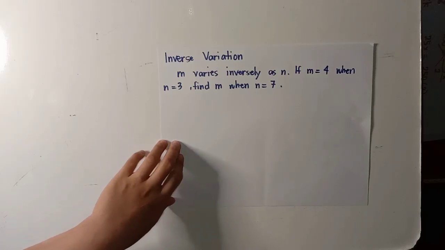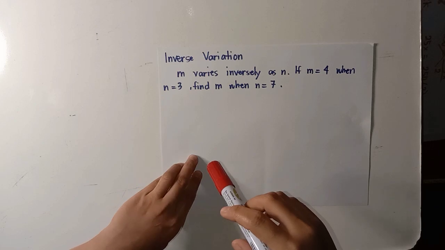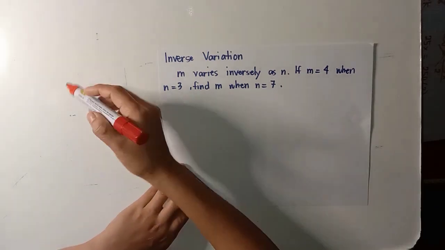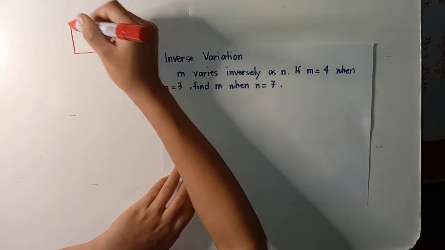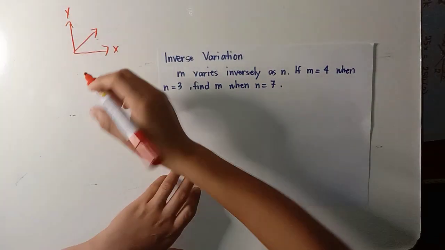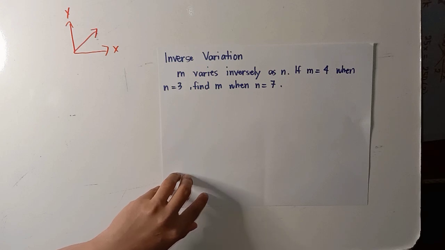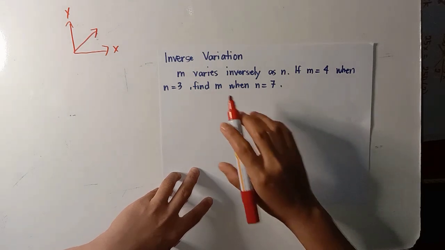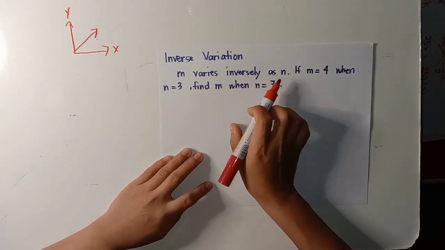Another type of variation is inverse. In inverse variation, the graph is still a linear, or it has a linear equation. It is still a relationship of two variables. In this case, we have m and n.